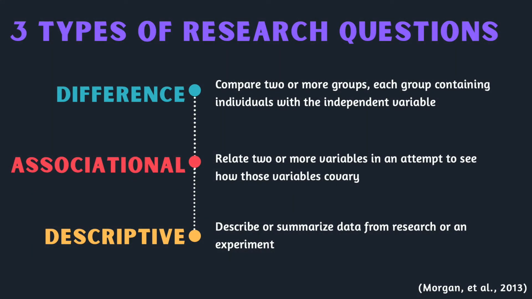There are three types of research questions: difference, associational, and descriptive. Difference questions compare two or more groups, each group containing individuals with the independent variable. Associational questions relate two or more variables in an attempt to see how those variables co-vary. And descriptive research questions describe or summarize data from research or an experiment.